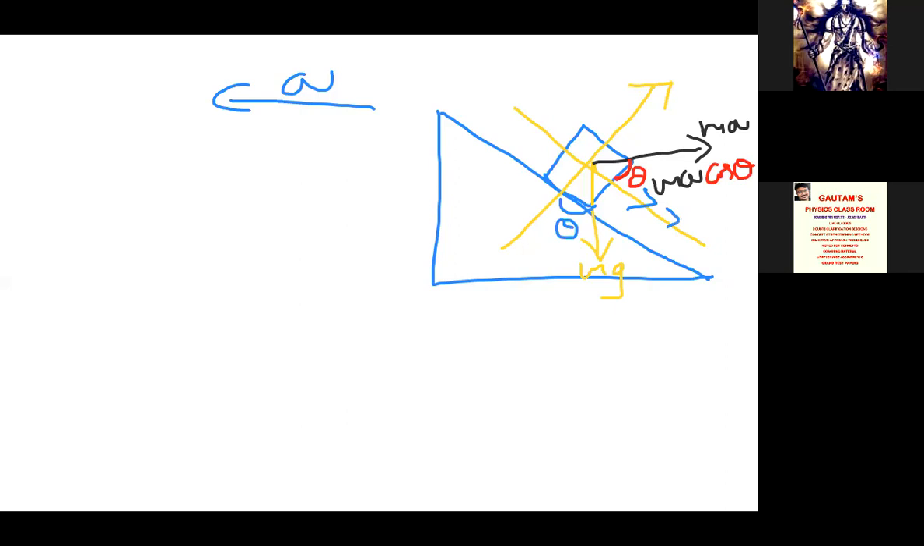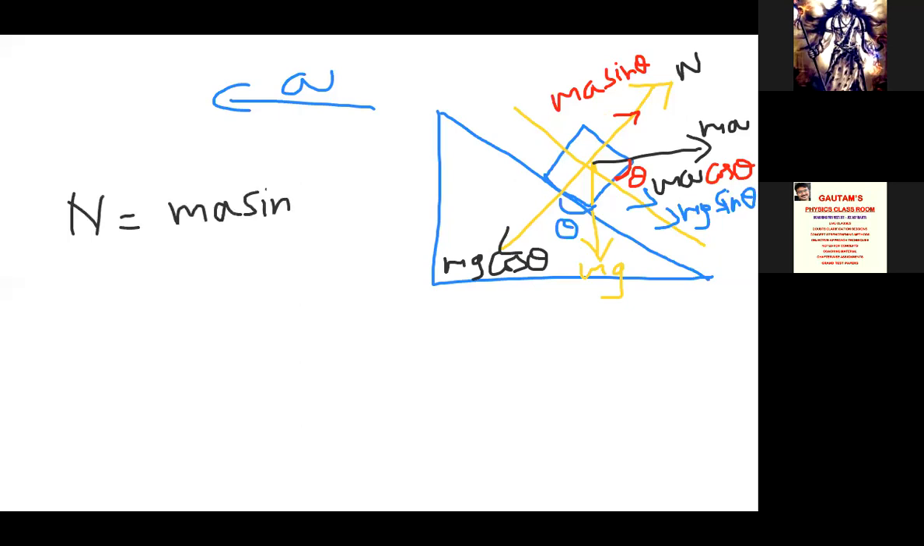I wrote mg cos theta, and this is the normal reaction. One more force in this direction is ma sin theta. Ma resolved into components, we got a sin theta. And here already I wrote the expression also: N plus ma sin theta is equal to mg cos theta.